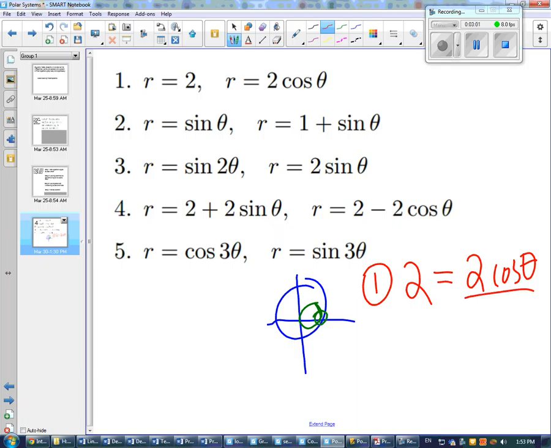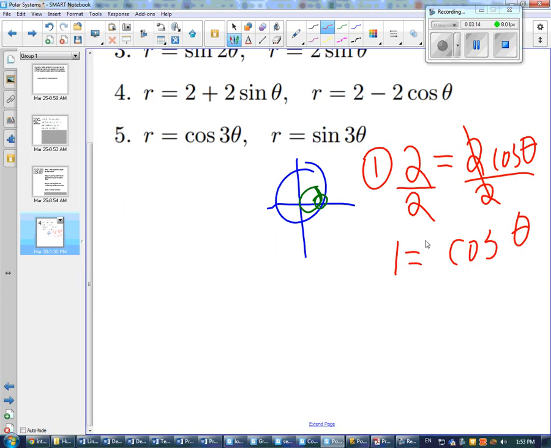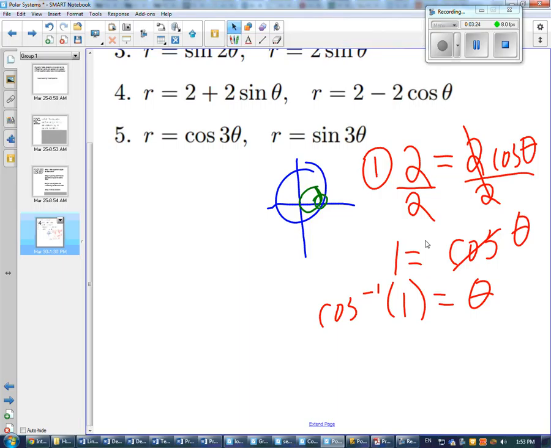So I don't have to do any trig identity stuff. Now I'm going to go ahead and use my algebra to solve. I want to get theta by itself. I'm going to divide both sides by 2, and I get that 1 equals cosine theta. In order to get theta by itself, I need to get rid of cosine, so I'm going to use inverse cosine. That'll cancel out that cosine there. Inverse cosine just means what's the angle that has that cosine value. So what angle has the cosine value of 1?